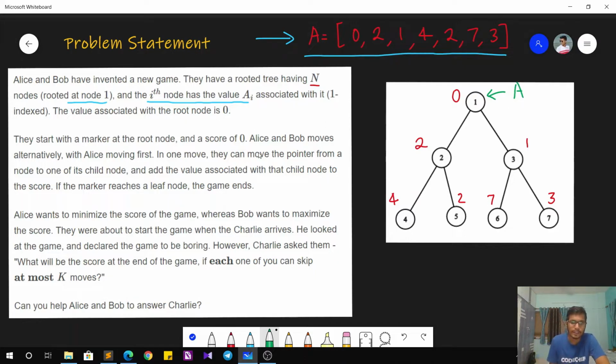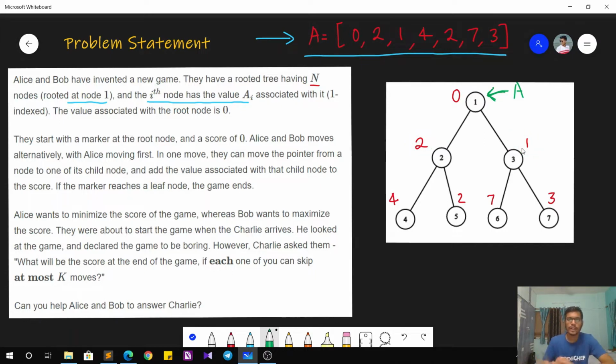In one move, they can move the pointer from a node to one of its child nodes and add the value associated with that child node to the score. So let's say Alice is starting over here. So what can Alice do? Alice has two options. She can go to either node 2 or she can go to node 3, and whichever node she goes to, she has to add their respective values to the current score of the game.